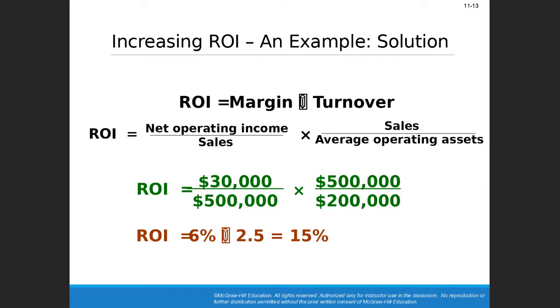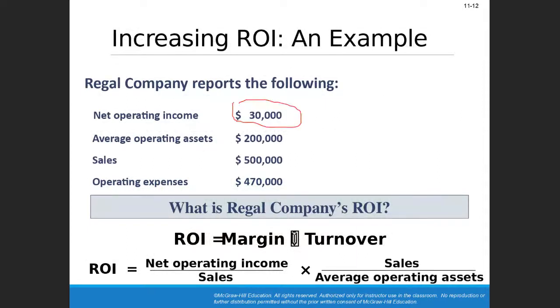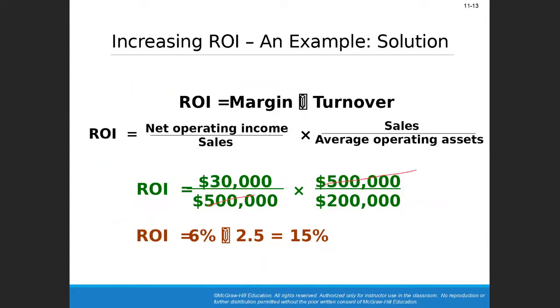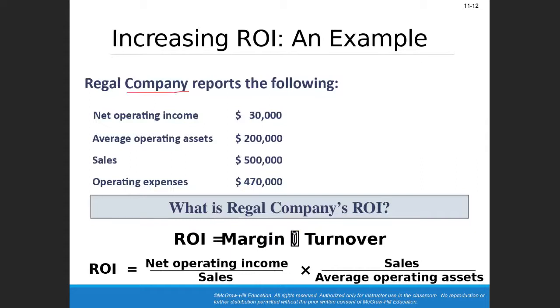So margin is 30,000 divided by 500,000. That's equal to 6%. And 500,000 divided by 200,000 is 2.5. 6% times 2.5 is equal to 15%. And of course, if we had gone back here and taken 30,000 divided by 200,000, that would be 15%, which you can tell by looking here. It leaves us this, 30,000 divided by 200,000. All right, so there you go. It's 15%. So the ROI for this organization is 15%. They don't say if it's a responsibility center, so this is the whole company. It's not just one RC.